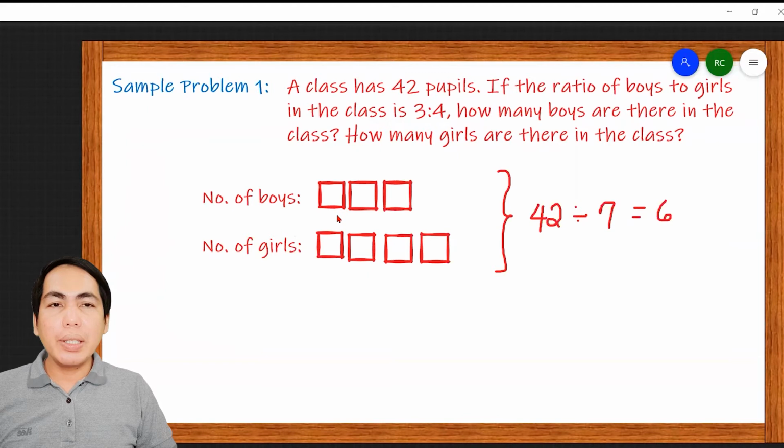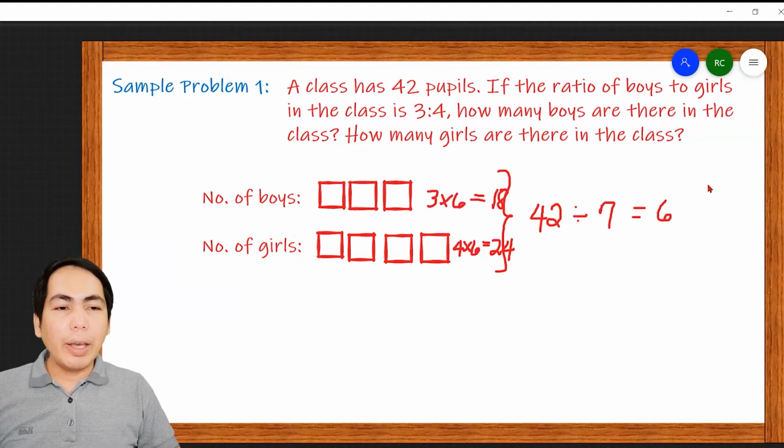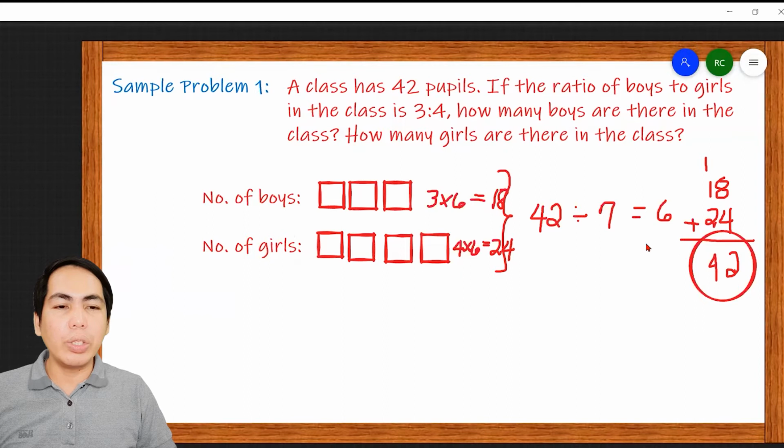Since boys are represented by 3 blocks, 3 times 6 will give us 18, while girls are represented by 4 blocks, 4 times 6 will give us 24. So in other words, the class has 18 boys and 24 girls. Let us check. Let us find out the sum of 18 and 24. So 8 plus 4 is 12. 2, regroup 1. 1 plus 1 is 2, plus 2 is 4, for a total of 42. Check. So meaning to say that our answer is correct.